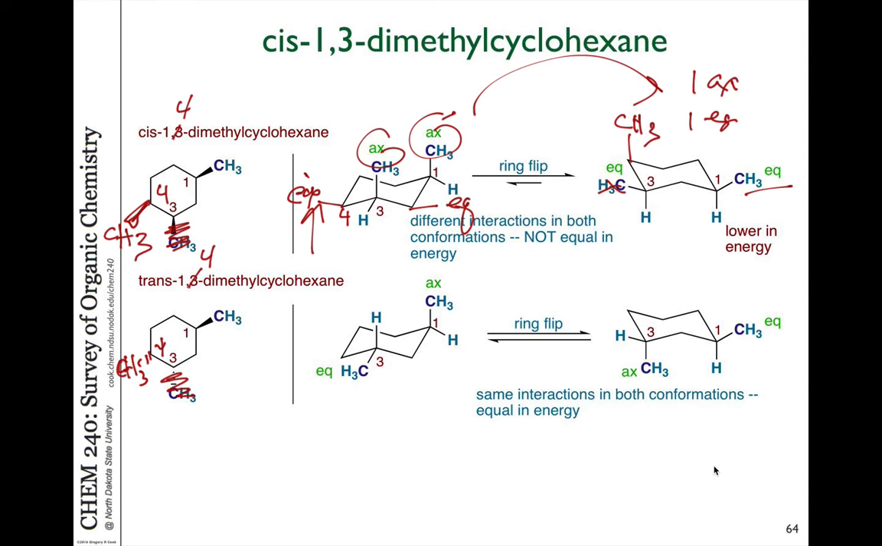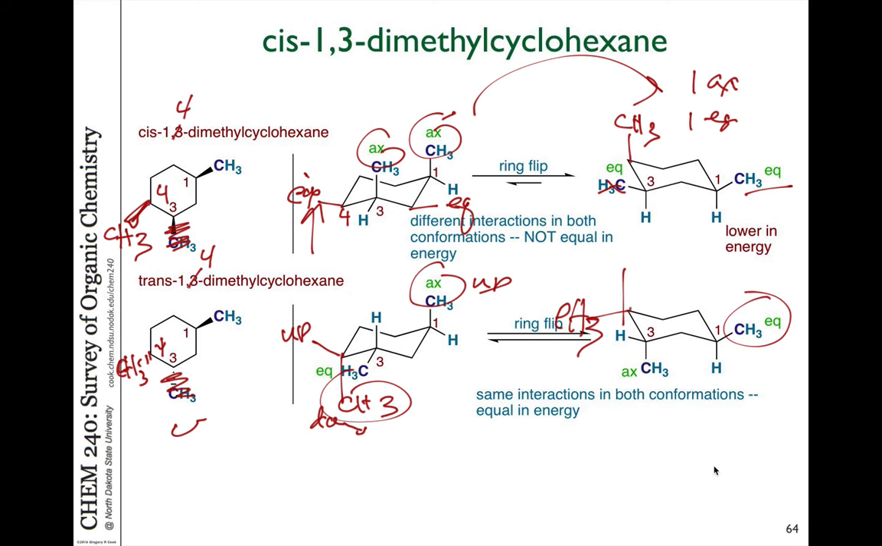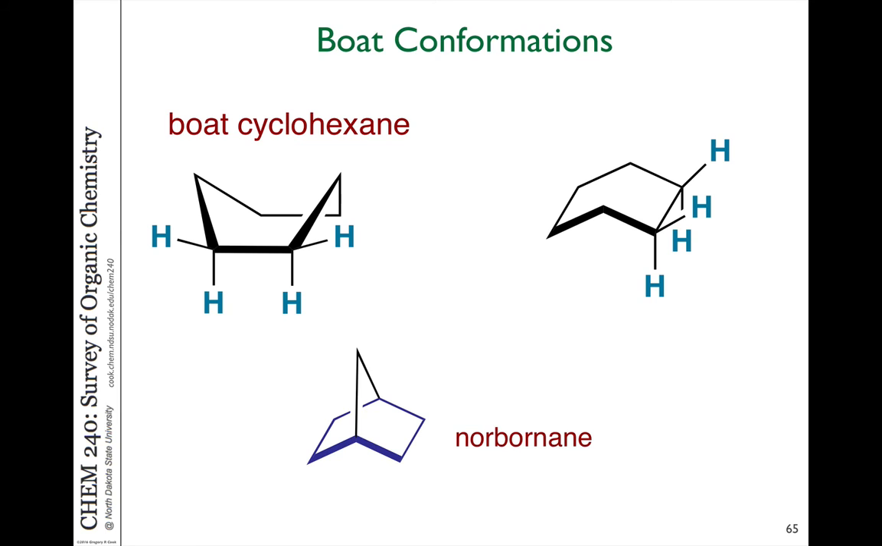And vice versa, if it's trans, you're going to have both of them axial, so this is up, and on this position there's the up and down. So if CH3 is down, that's also axial, and the ring flip will have an equatorial and equatorial.